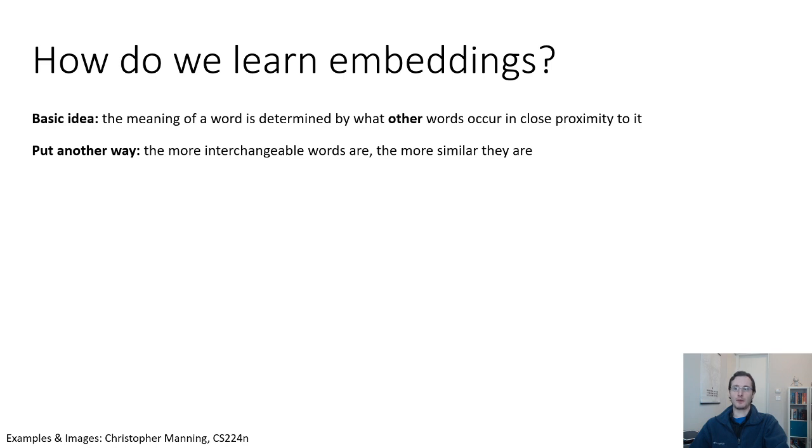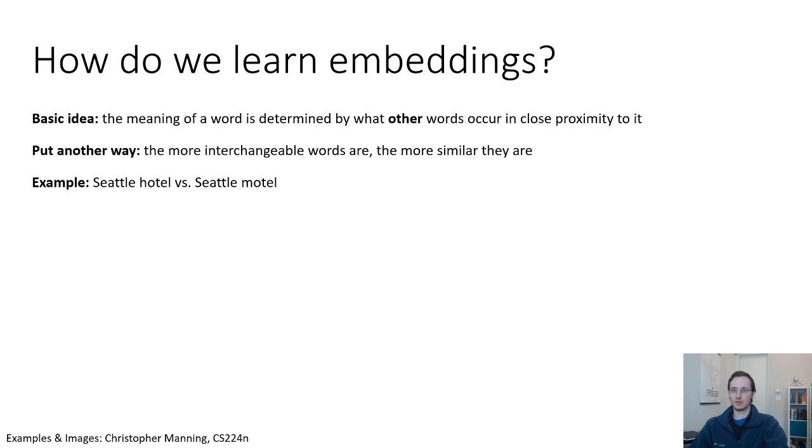Put another way, the more interchangeable two words are with each other, the more similar they are. So the word reign doesn't just occur close to presidents and kings and dictators. The word rule also occurs close to presidents and kings and dictators, and the two are often interchangeable. Therefore, they should be very close together in your embedding of words.